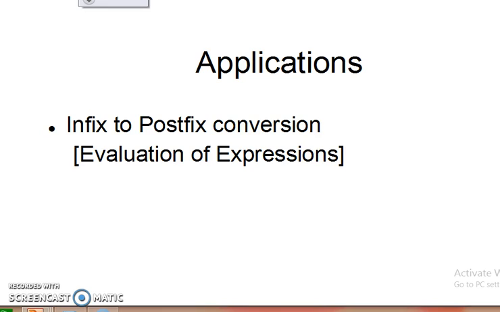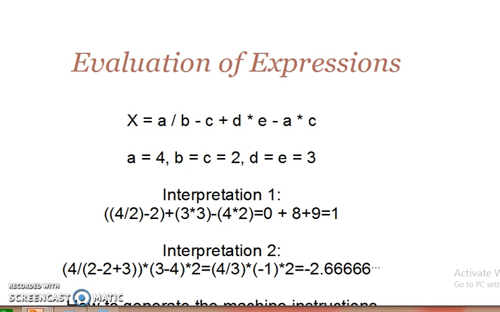Now, applications. Why do we require stack? Actually, stacks have many applications. One application is infix to postfix conversion. This is given in this example, where we have some infix expression. Now this infix expression is converted to some postfix expression. Infix expression means that we have the operator in between operands, and postfix expression means we have the operands, and after the operands we have the operator.